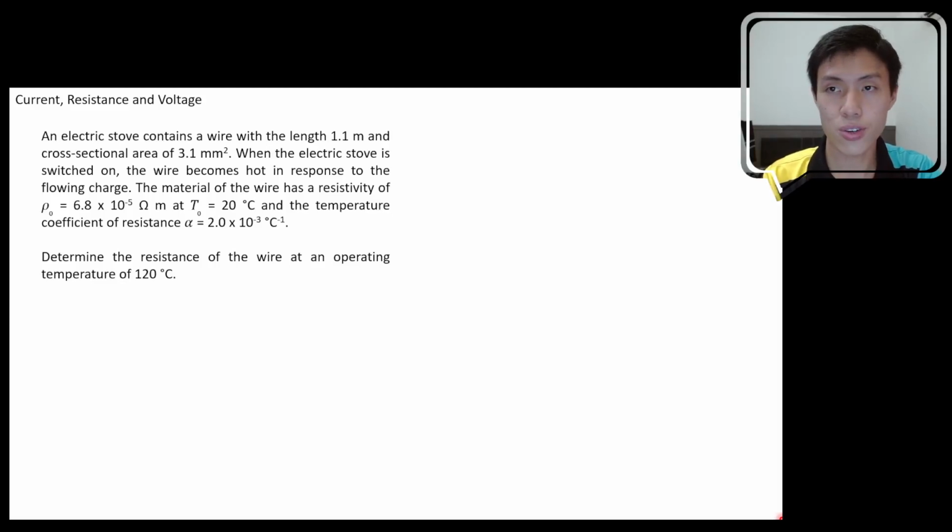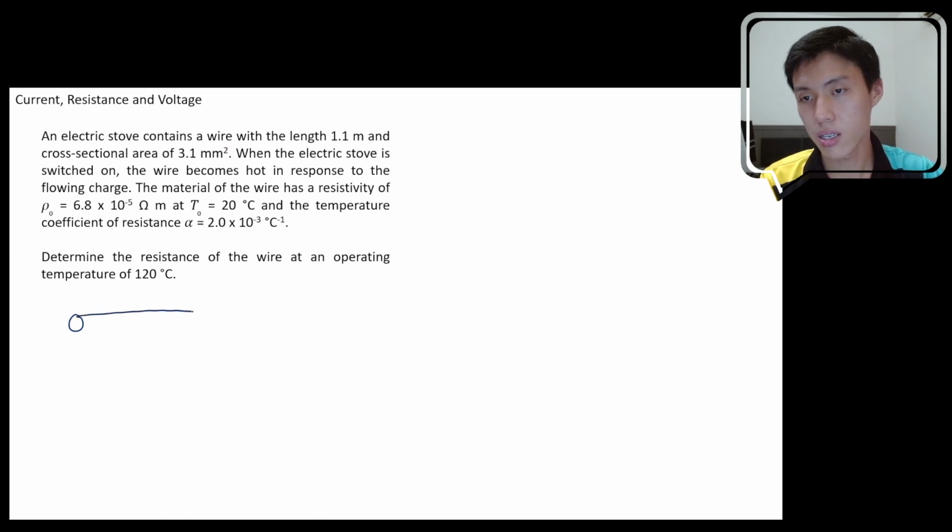Let's try to solve this question over here. An electric stove contains a wire of length 1.1 meter and cross-sectional area of 3.1 millimeter square. So let's try to draw the situation out. Okay, so it's a wire. Let's assume that this wire is cylindrical.